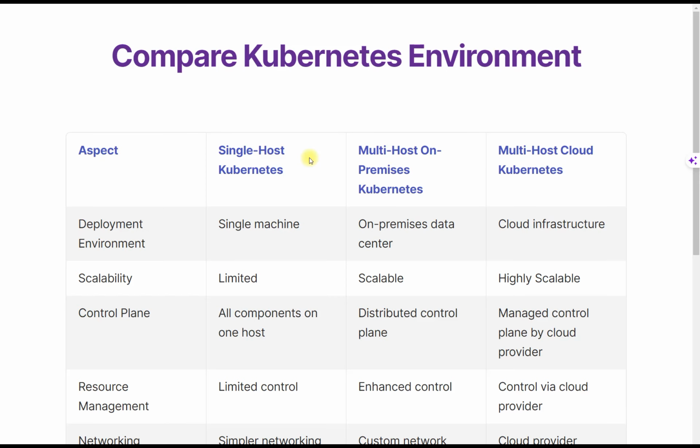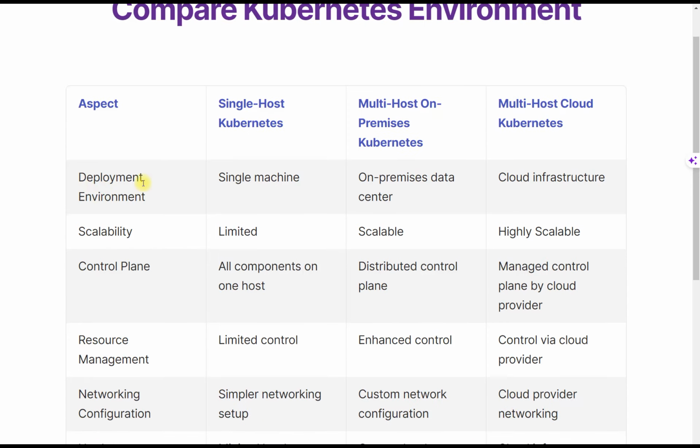Now it's time to compare Kubernetes environments in different scenarios. We have taken three scenarios here. In the first scenario, the Kubernetes infrastructure is configured on a single host. It can be your virtual machine or your physical host. The next environment is multi-host on-prem Kubernetes infrastructure, where you have multiple nodes like master and worker nodes, but all this infrastructure is configured in your organization itself. The next environment is multi-host cloud Kubernetes, where this multi-host Kubernetes environment is configured on any one of the cloud platforms.